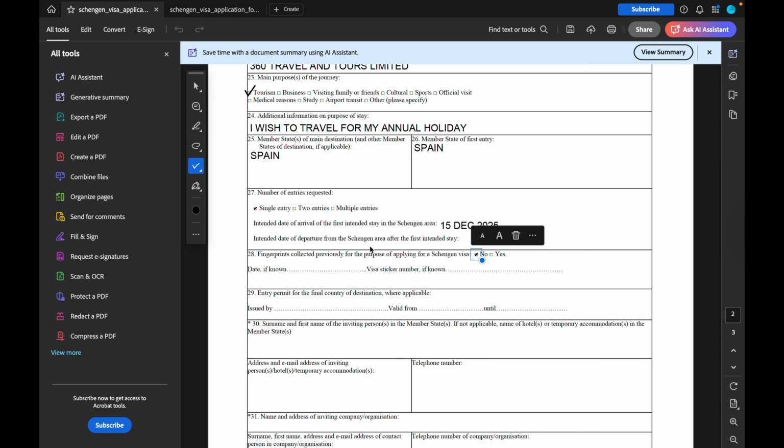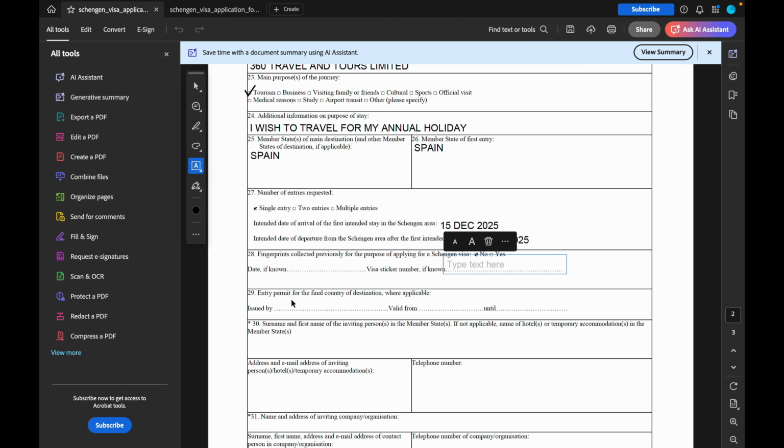So if you're a first-time applicant and you've never had your fingerprints collected for any Schengen visa application before, you indicate the date here, the details of the date here, and that's it. If you applied a long time ago, in this case it is no. Visa sticker: if you were issued a previous sticker visa, like in my case, I would have indicated my sticker visa number here, then the date it was issued, including the fact that yes, my biometrics had been collected. Entry permit for final country destination where applicable.